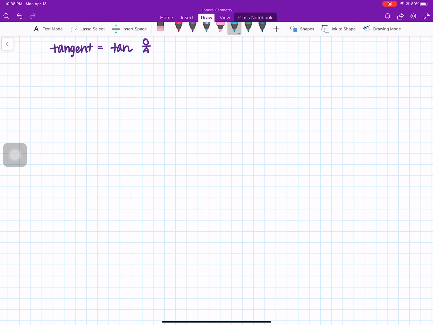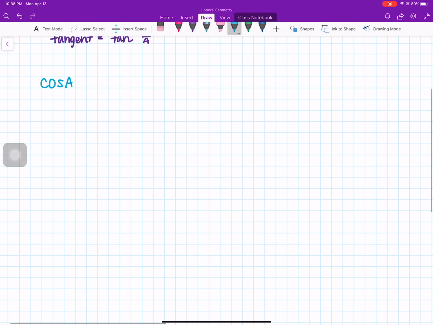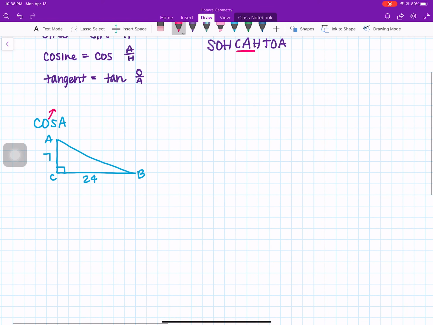So I want to find the cosine of angle A in this triangle. And my triangle is here, and it's A, B, C, and this side's 7, and this side is 24. Now, again, take it piece by piece. The cosine tells you that you are looking for the adjacent and the hypotenuse, and angle A is telling you what angle to look at. So I'm looking at angle A.